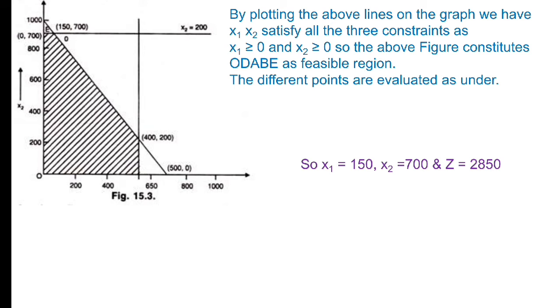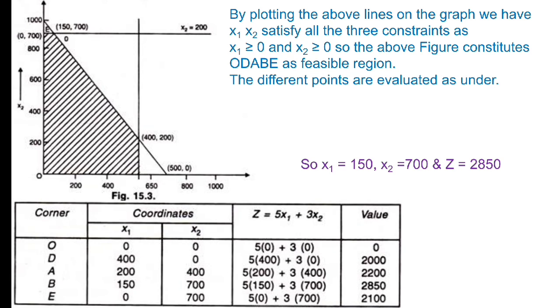This is the way we can find the solution using the graph method of solving the LPP programming problem. In the above, we find the maximum at point B.